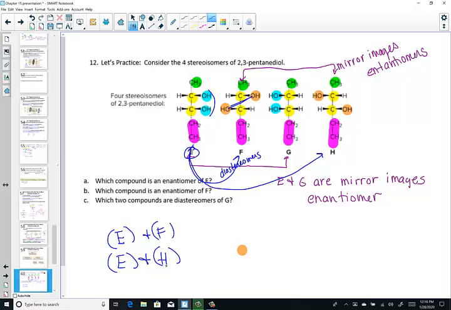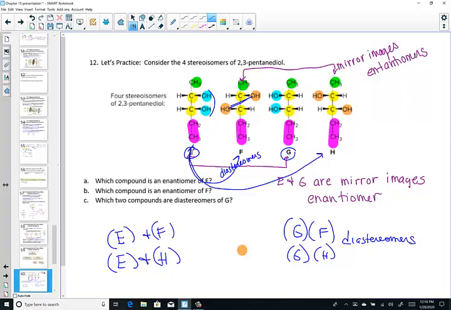Diastereomers are those that are not mirror images. What about letter G? Any not mirror images? G with F and G with H are not mirror images. Yeah, they're not the same. G with H or G with F are not mirror images. Those are known as diastereomers.